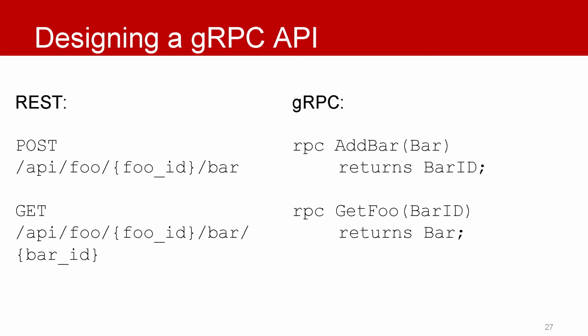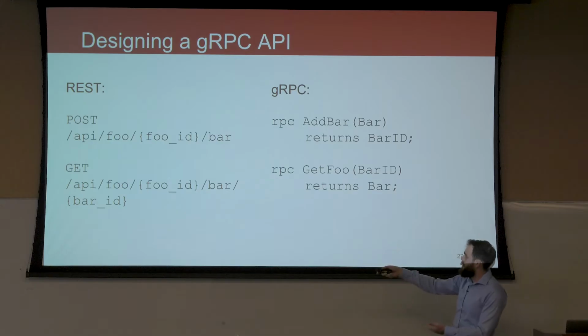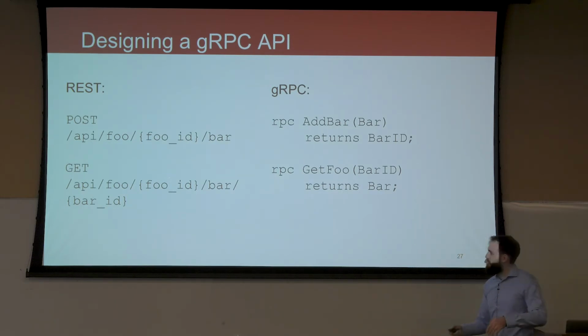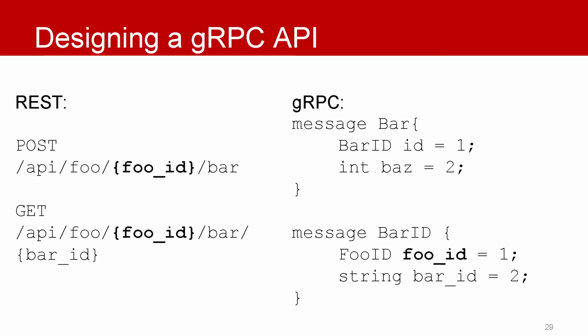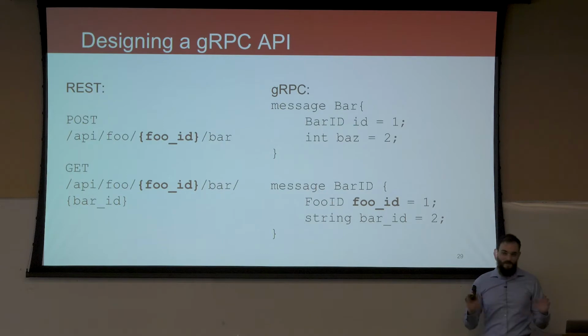So with REST API, it's pretty simple. I'm going to post to a foo ID, the bar resource, something. Same deal with get. But there's a little issue here of these foo IDs. Now notice these RPCs don't have a place to input which foo we're dealing with. Ooh. So this sneaky little foo ID is going to have to sneak his way into bar ID, and thus also into bar.